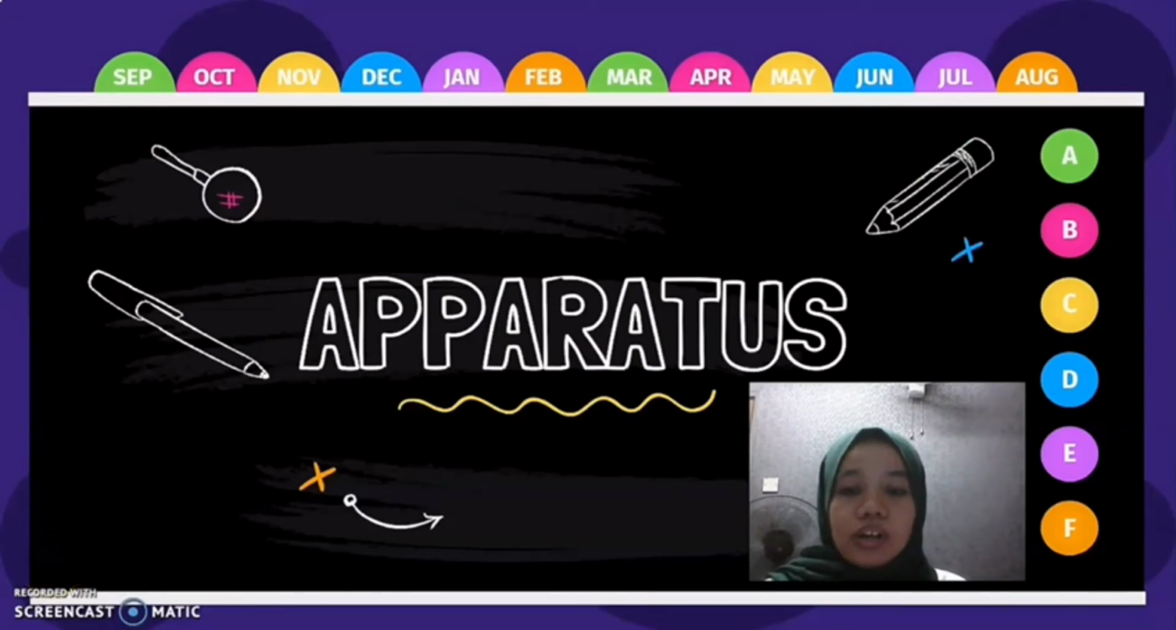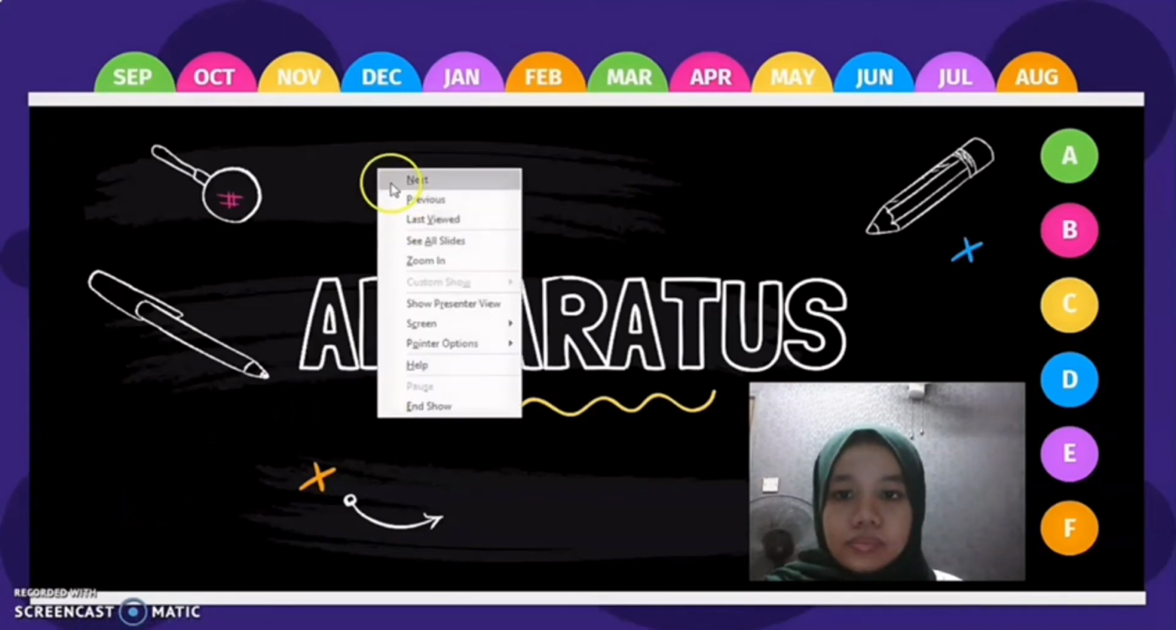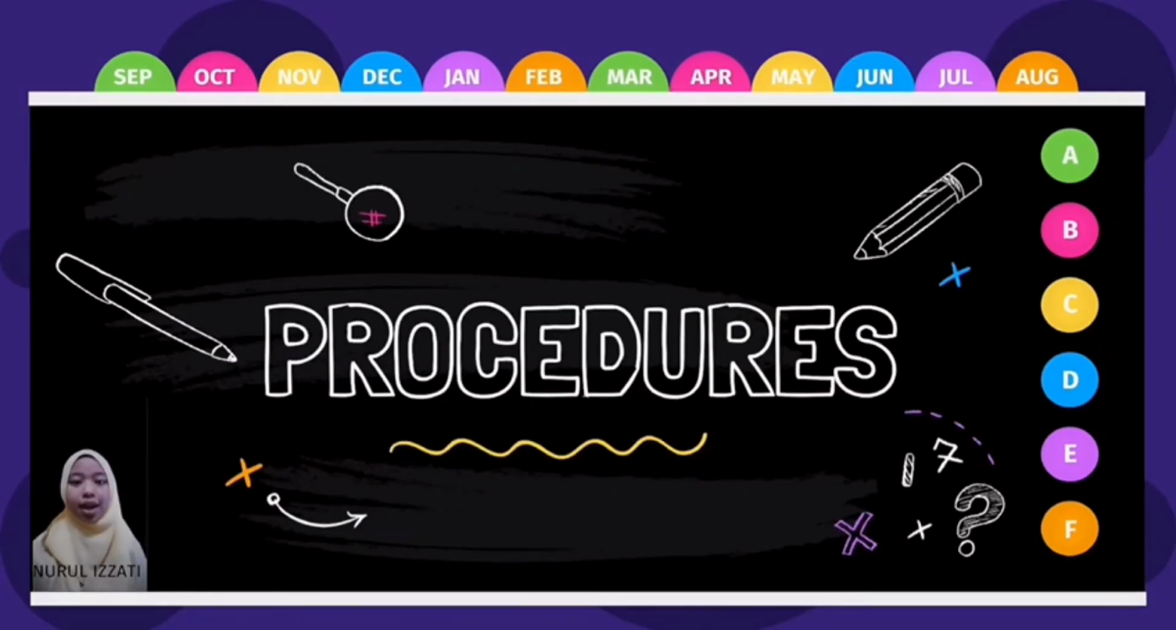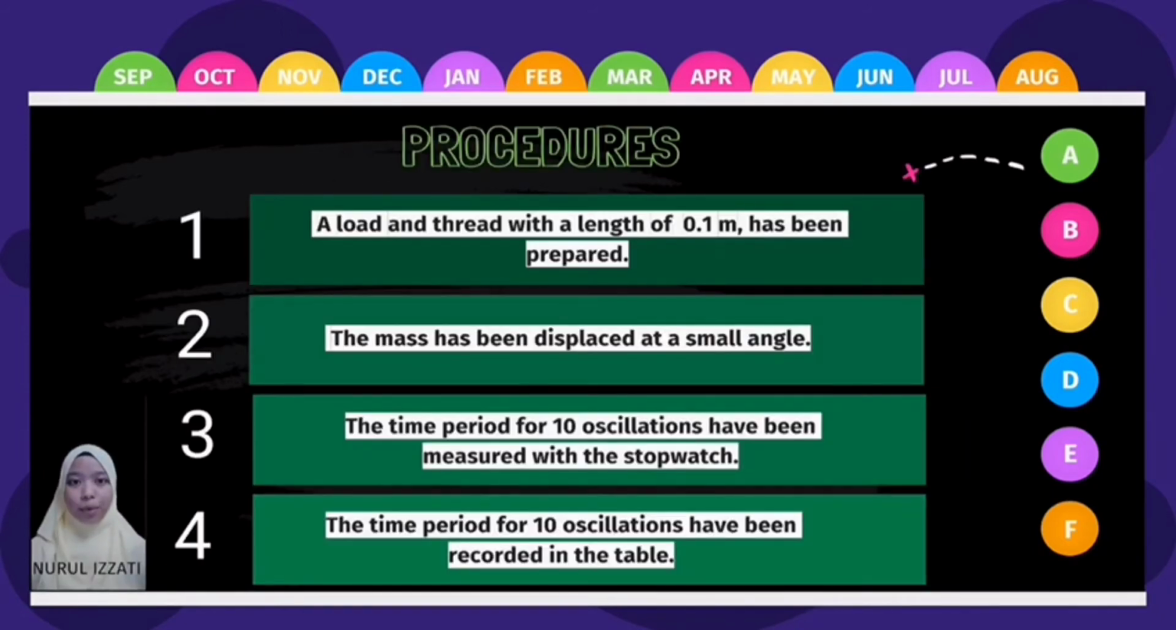The apparatus that we use in this experiment are: first, string, second, mass, and third, stopwatch. Next are the procedures of this experiment. Procedure number 1, a mass and thread with a length of 0.1 meter has been prepared.